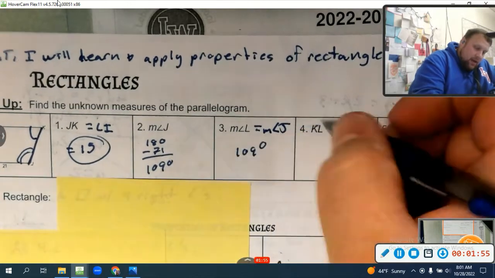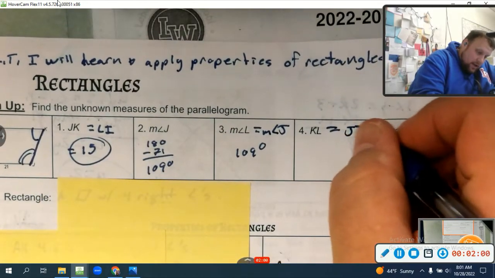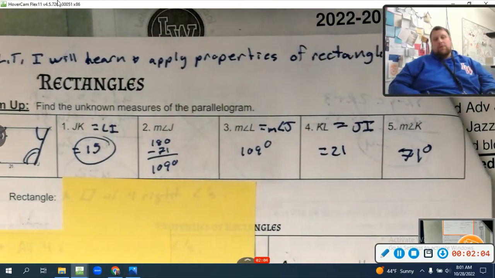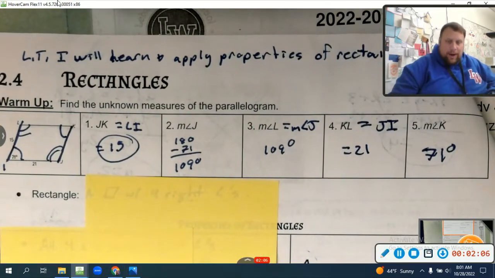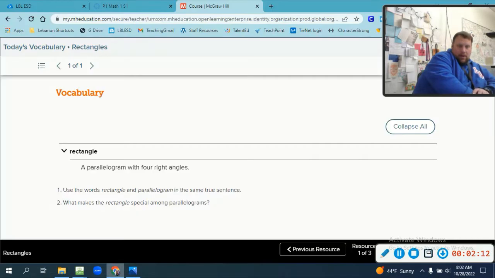And then KL is the same as JI. Therefore, it equals 21. Boom, that's your warm-up. Good things about parallelograms. Okay, we've got a bit to write down, so let me go ahead and flip over to that screen. First is your vocabulary, rectangle. And again, I'm not going to spend long on these screens. I'm assuming you're going to pause it, and I'm going to move on.